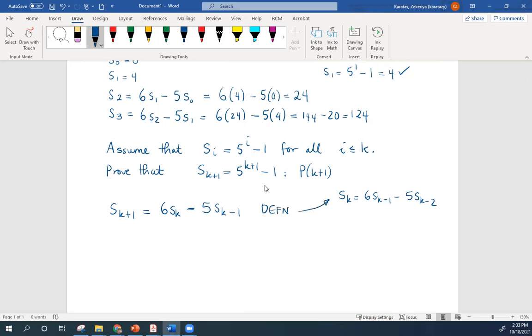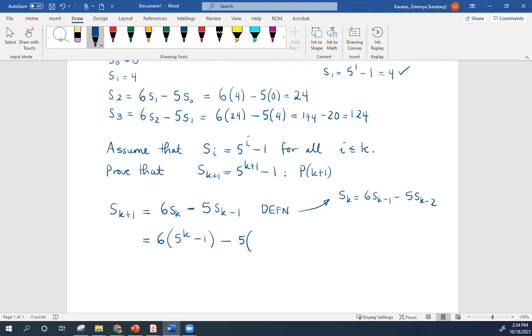So this is the one by definition. It's given in here. So I want to prove that this is equal to 5 to the k plus 1 minus 1. I need to prove that. If I prove it, that's it. So by the inductive hypothesis, I know that for sk, this is going to be 5 to the k minus 1. For this induction hypothesis, we have that, and then minus 5 times.